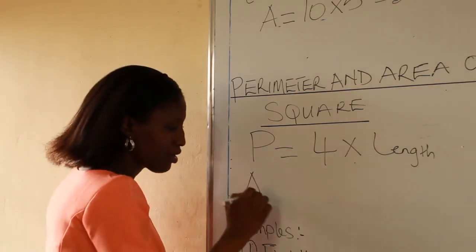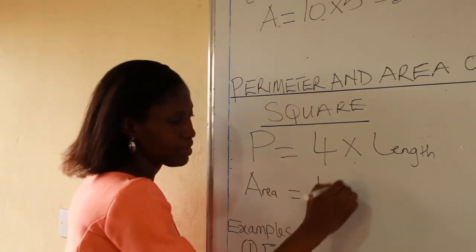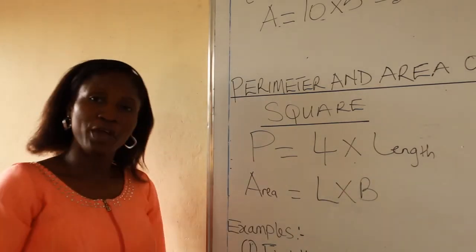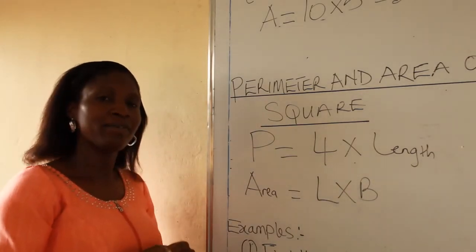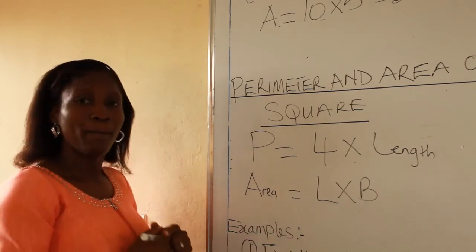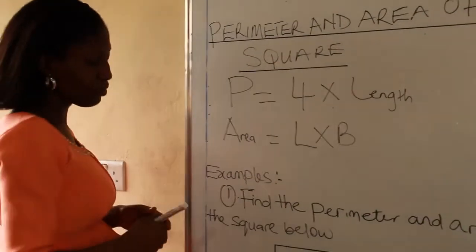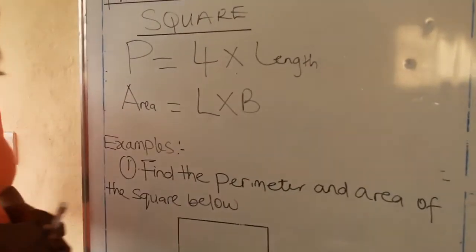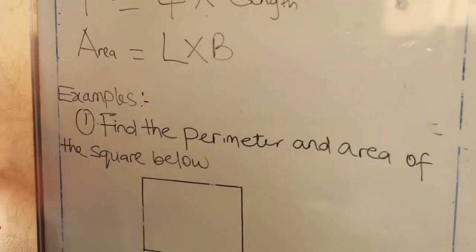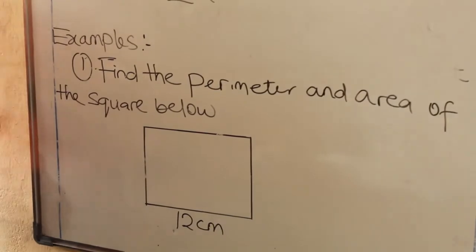And the area of a square equals length times breadth. The area of a square and the area of a rectangle have the same formula, which is length multiplied by breadth. So let's look at the example below. Find the perimeter and area of the square given below.